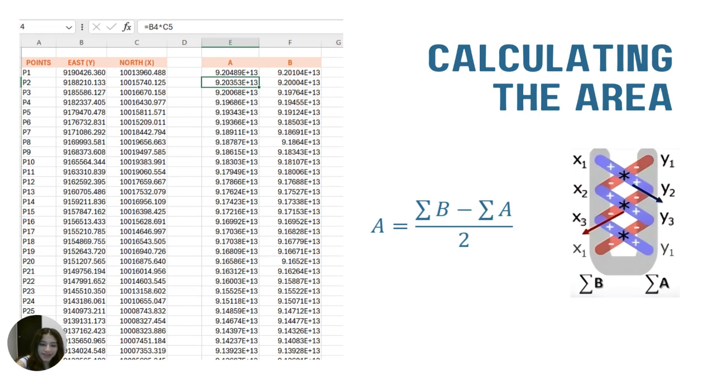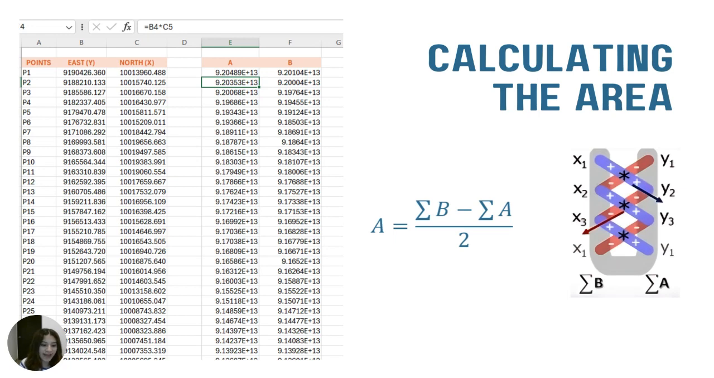Well, I'll tell you a little bit about this formula. A will represent the area of the calculated polygon. Sigma B will represent the sum of the products of consecutive x and y coordinates in a specific order. This is obtained by multiplying the x coordinate of each vertex by the y coordinate of the next vertex and summing these products. So that's what I did all along the second table in B.